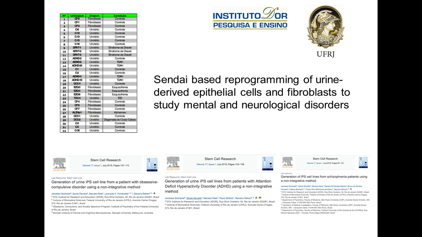And we now have a bank with cells from different kinds of mental disorders, and these cells are available for scientists interested to work in the field. So I really welcome all of the scientists that are interested in using iPS cells derived from patients with some mental and neurological disorders that are available in our lab.